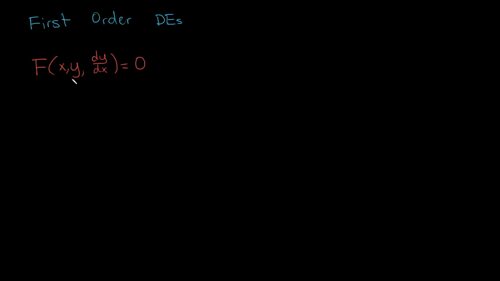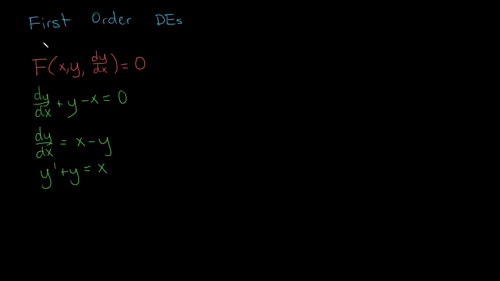So, let's think of some function of x, y, and dy dx. Maybe that function is dy dx plus y minus x equals 0. In this case, we could also write our differential equation as dy dx equals x minus y, or y prime plus y equals x. These are all different ways of writing the differential equation that stems from dy dx plus y minus x equals 0. So I hope you can see this form.